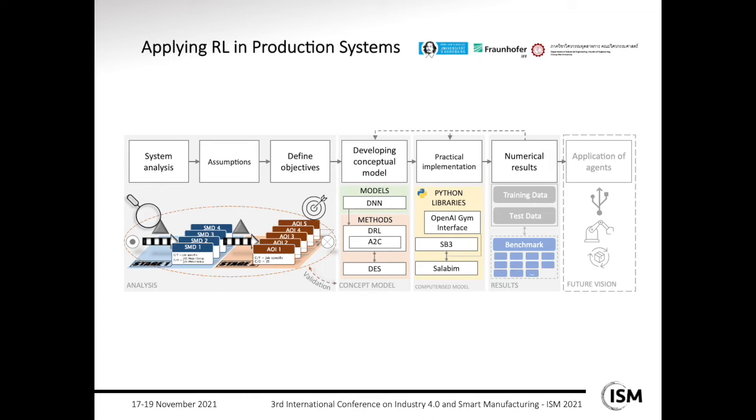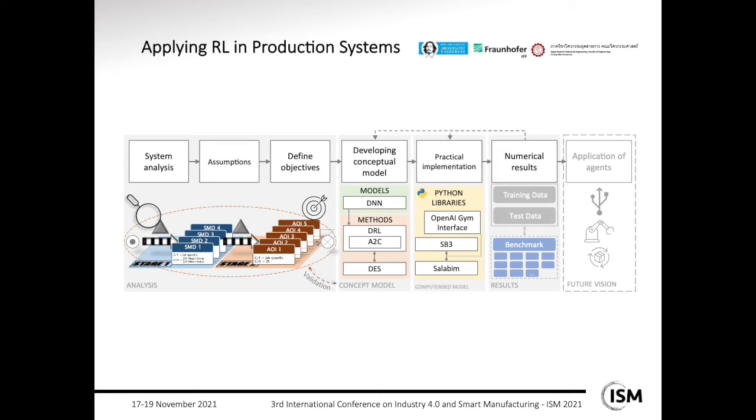And in our case, we will develop a conceptual model where we have a deep reinforcement learning algorithm that is using deep neural networks, which is interacting with a discrete event simulation model. And in practical terms, this is done with the open source and free framework Stable Baselines 3, which provides the deep reinforcement learning part, and Salabim as a library for discrete event simulation.